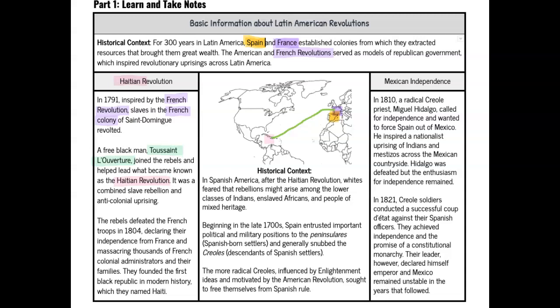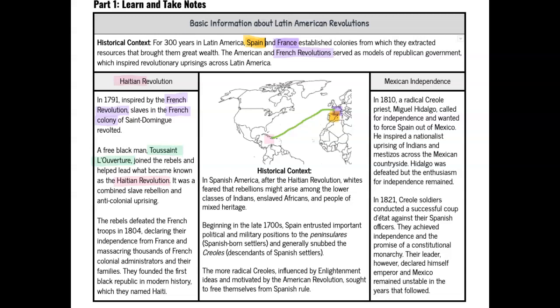Let's read on. The rebels defeated the French troops in 1804, declaring their independence from France, and massacring thousands of French colonial administrators, people in charge, and their families. They founded the first Black Republic in modern history, which they named Haiti. Pause the video, and using our color coding, color code the different words that we have done before in this paragraph.